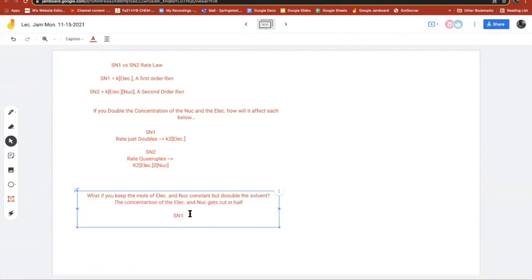So the SN1 reaction is going to be slower. It will be half the rate, since the concentration of electrophile is halved. And then what about SN2? SN2 will be 1/4 the rate.